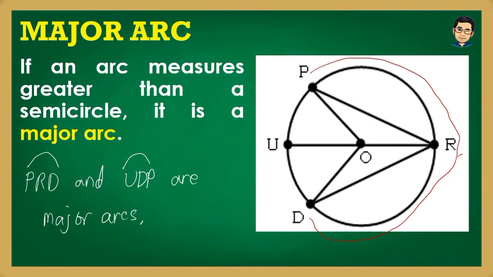So, yung degree measurement ng major arc is greater than 180 degrees. 181 up to 359. So, hindi siya pwede maging 360. It's because one circle na yan, one rotation ng circle.